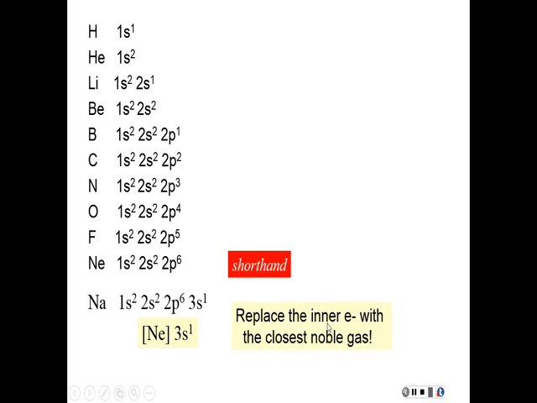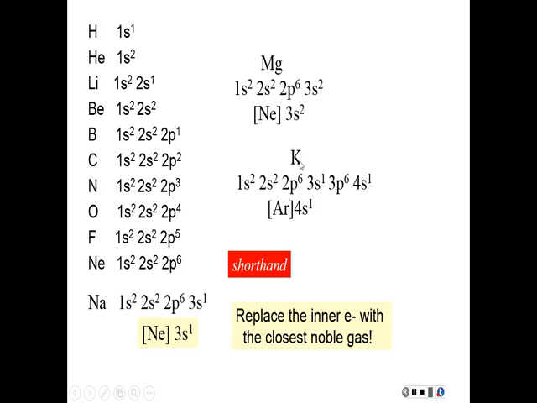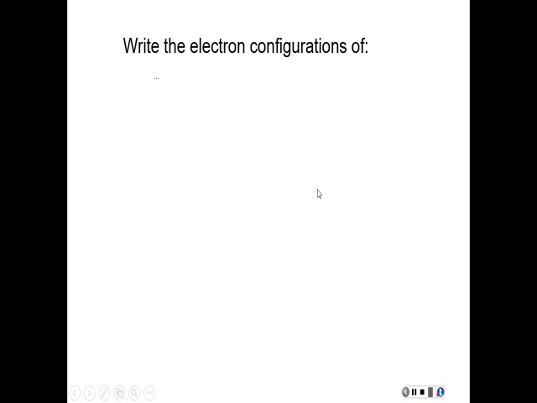So replace the inner electrons with the closest noble gas. For magnesium, which is right next to sodium, 3s2, we have neon there as well. But for potassium, which is the first member of the fourth level, we would use argon. So argon has 18 electrons. I think this should be 3s2. Okay. All right. No mistake there.